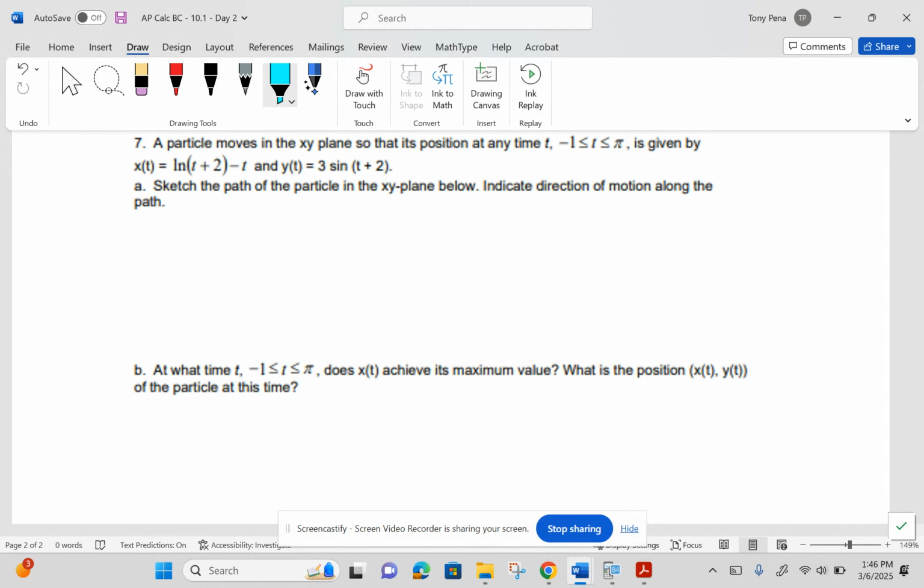All right, so number 7 says a particle moves in the xy plane so that its position at any time, so grant me that we're going to have a negative time here, just go with it, is given by, and then you're given this is your x position at any time, and then this is your y position at any time. All right, all I want you to do in part A, to make sure we know how to graph it in parametric, change your window, all the stuff we did yesterday, is to sketch here what that graph would look like. Okay?